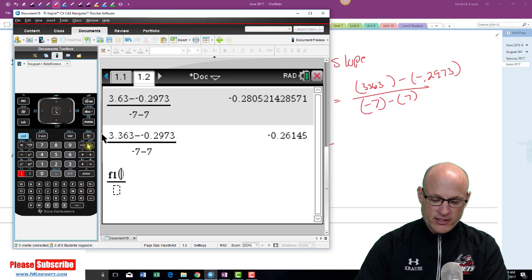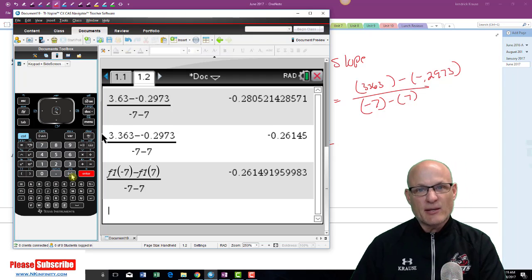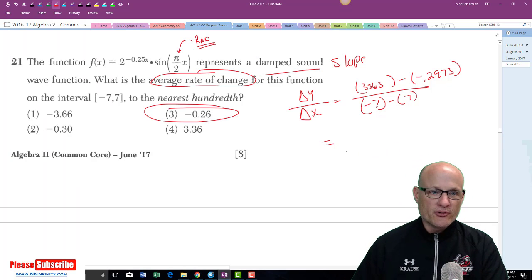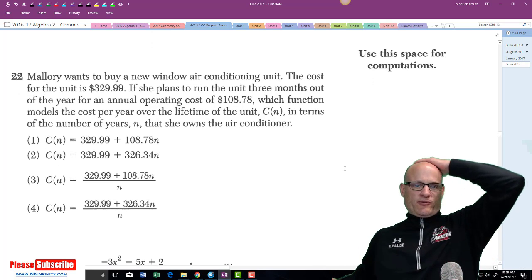f1 of negative 7 minus f1 of 7, all over negative 7 minus 7. And you could do it that way as well and get the same answer. There it is, choice 2. Tough problem if you were in degree mode. Sorry about that.